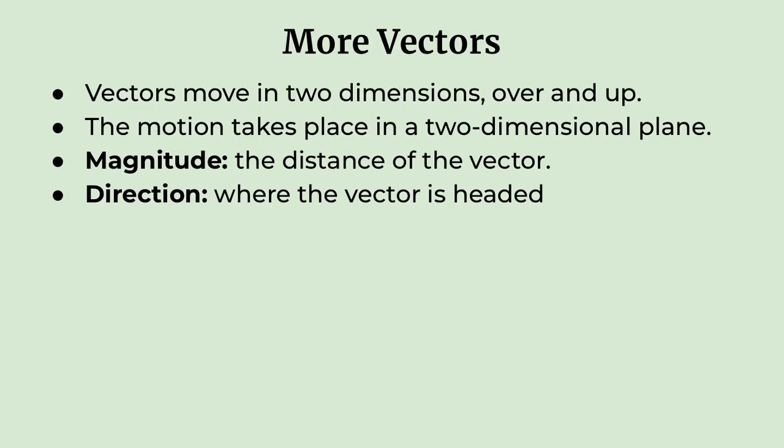So vectors oftentimes move in two dimensions, either over, which is left and right, and the up dimension, which is up or down. This will take place on a two-dimensional plane, just fancy speak for a coordinate graph or a coordinate plane that we've always used. So magnitude is the distance of the vector, and the direction is just where we're headed.